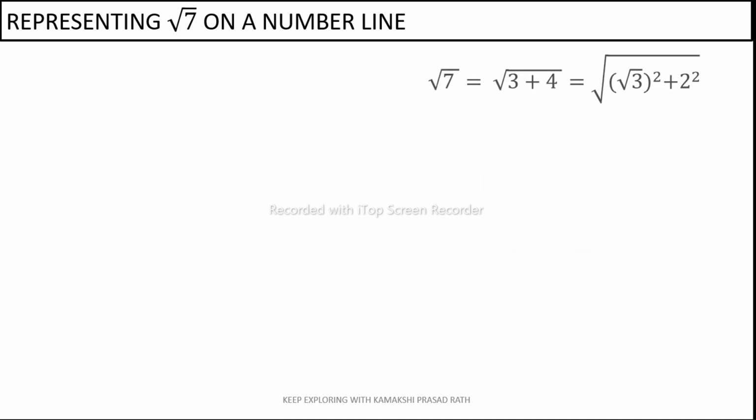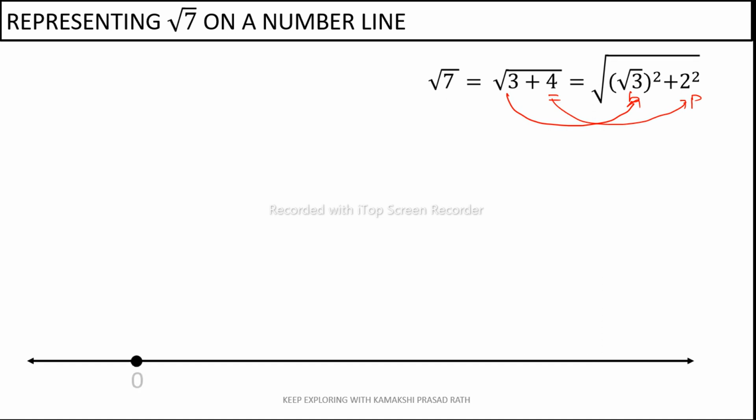This can be done, or else let's see the calculation. The nearest square number of 7 is 4. So 4 plus 3 is 7. So here we say that 3 is written as root 3 square and 4 is written as 2 square. So as we discussed, root 3 will be taken as the base, 2 will be taken as the perpendicular.